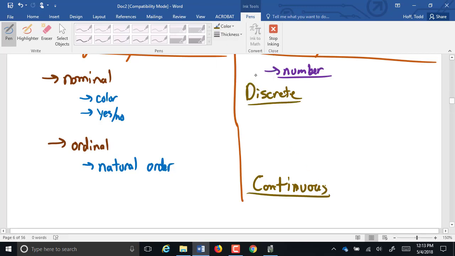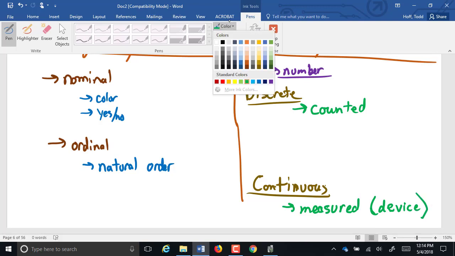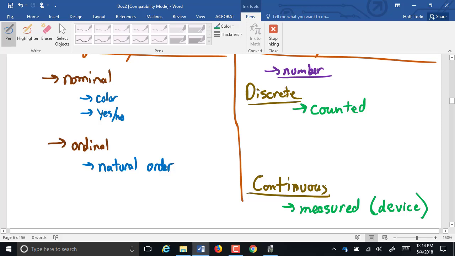The easiest definition I have found to describe discrete is things that can be counted. Continuous are things that are measured. A measurement requires some sort of device. So discrete might be: how many classes do you have? How many siblings do you have? How many cars are owned by your household? Those are things that are counted.